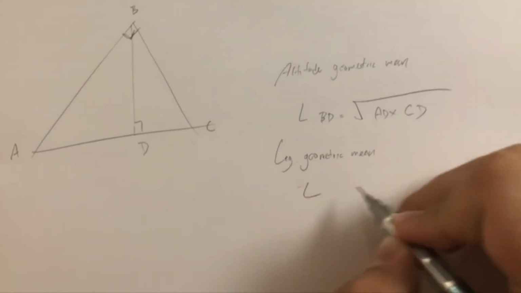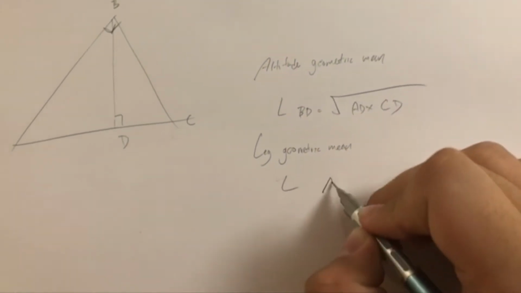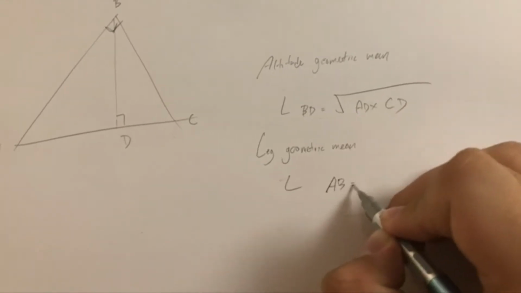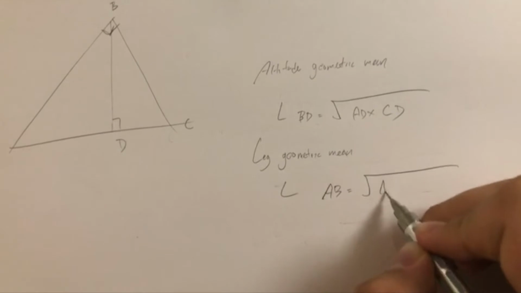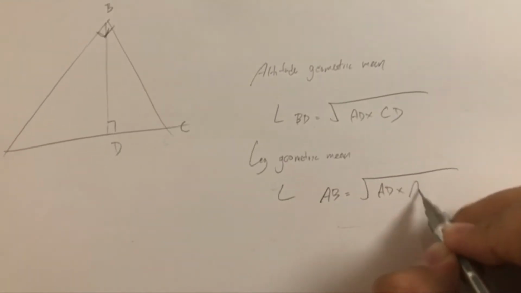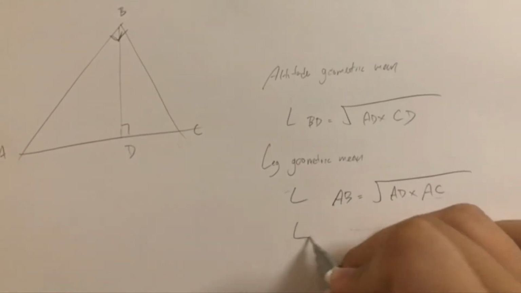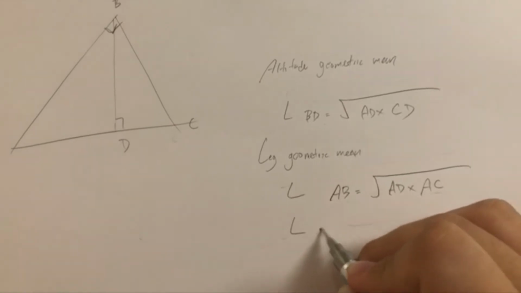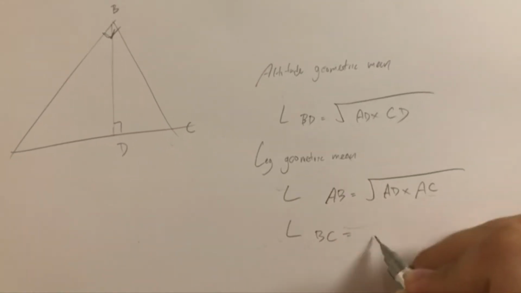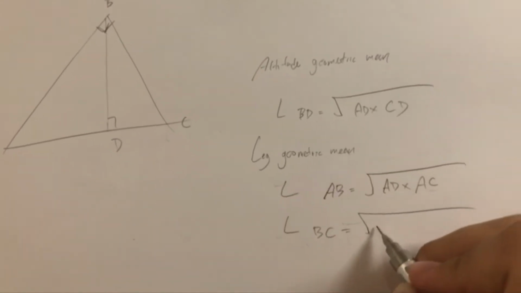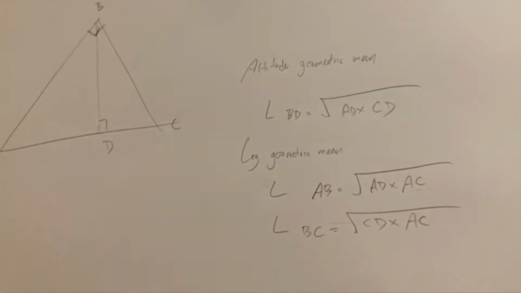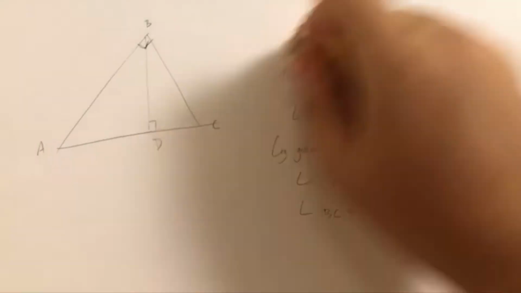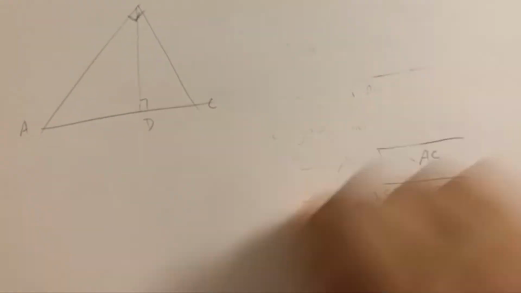Leg geometry mean states that in the right triangle with an altitude drawn from the right angle, the length of each leg is the geometry mean between the whole hypotenuse and the segment of the hypotenuse that is adjacent to the given length. So in this case, you're looking for the legs of the biggest right triangle. But let's shorten it down to a simpler concept.